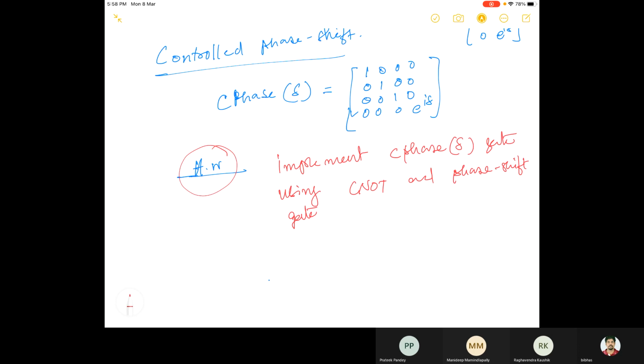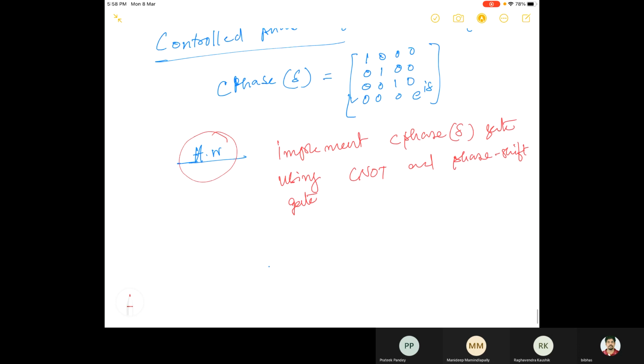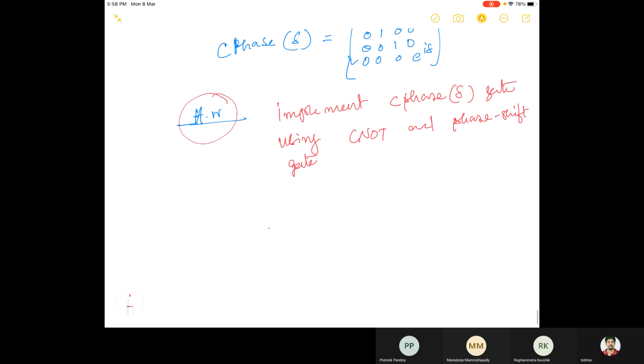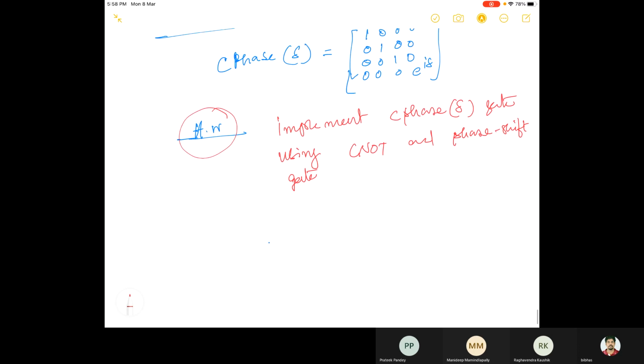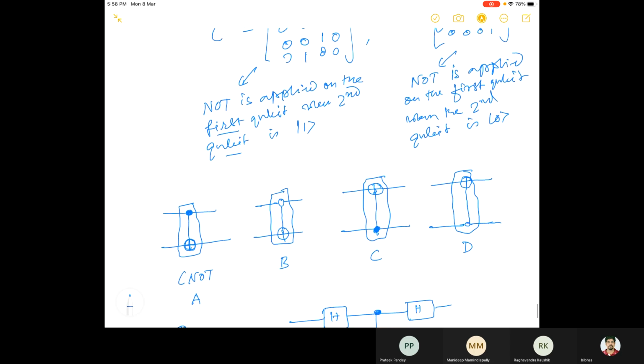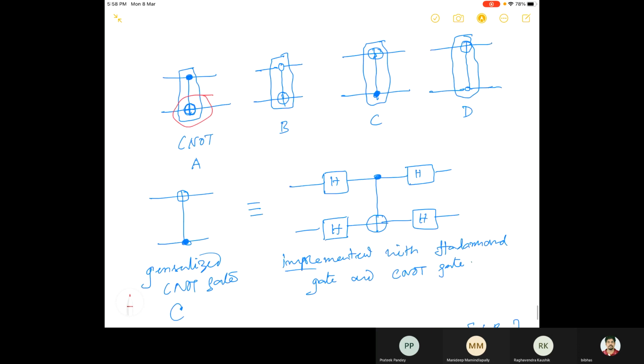There is one more gate which is a special case of the C-phase gate. If you consider delta equal to pi, it has a name, C minus. I'll tell you why I am discussing this: where we have written plus here, this can be minus also.